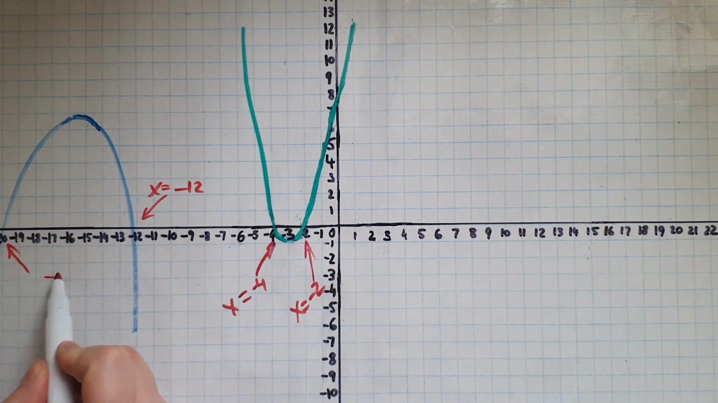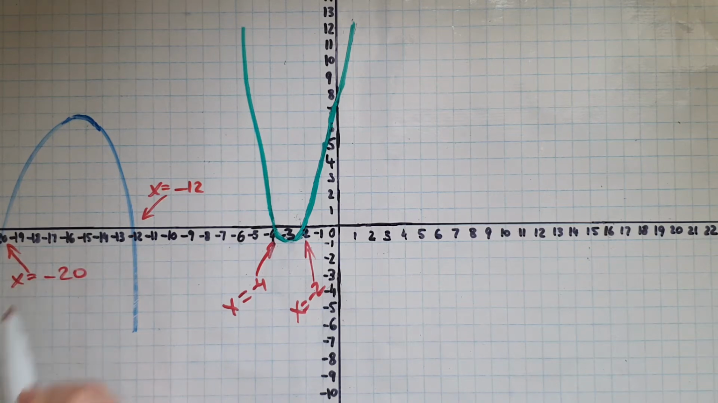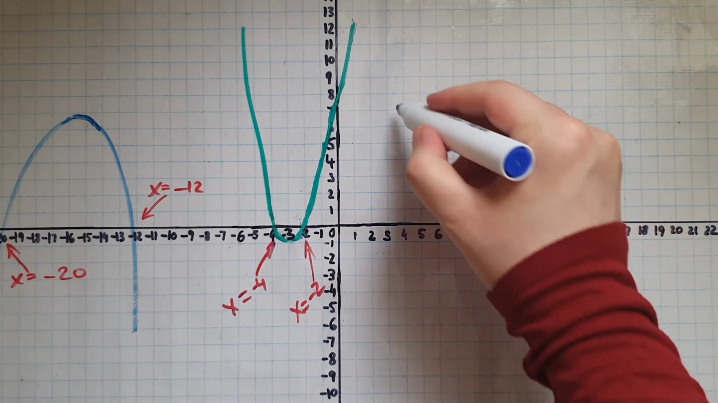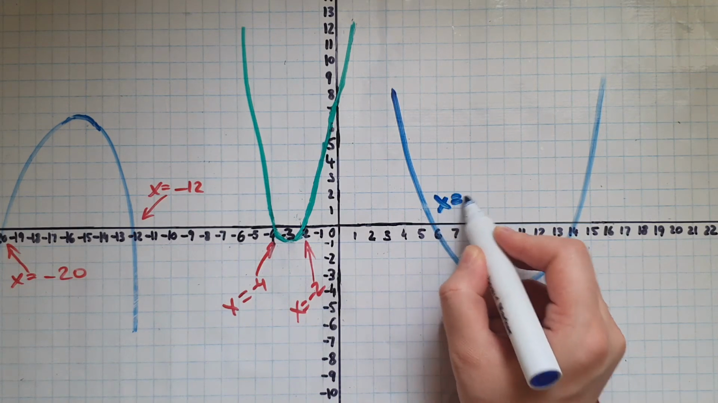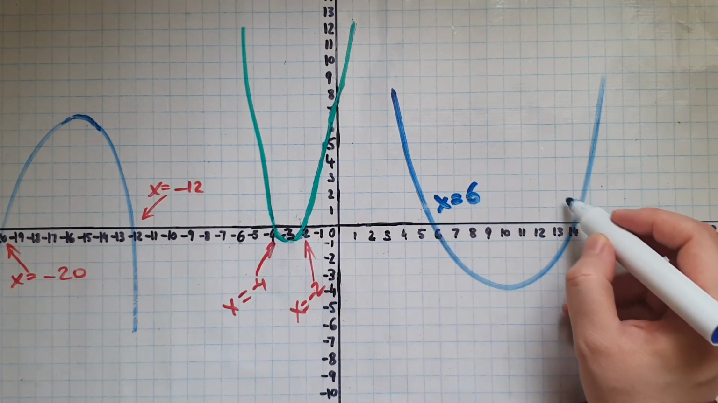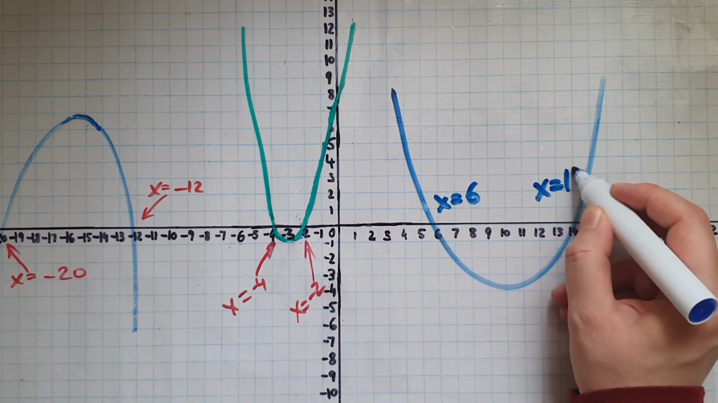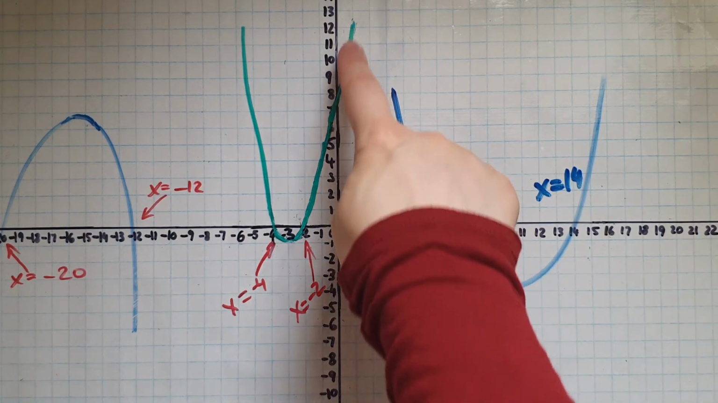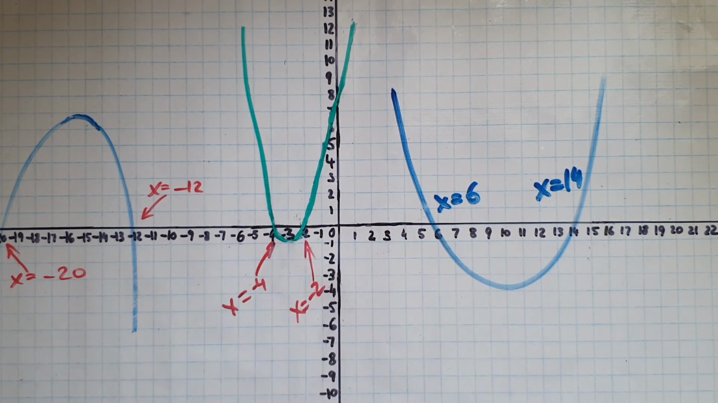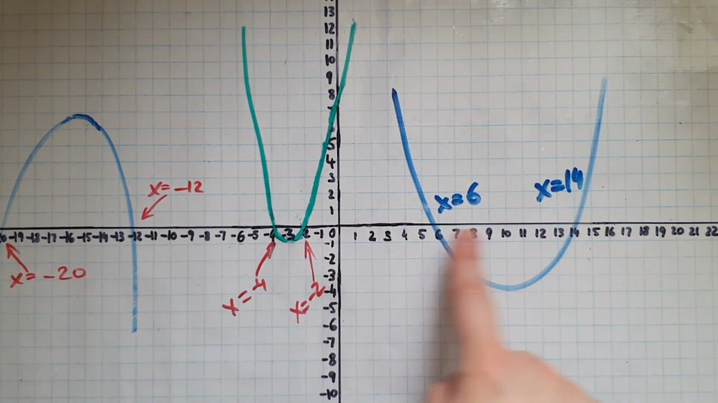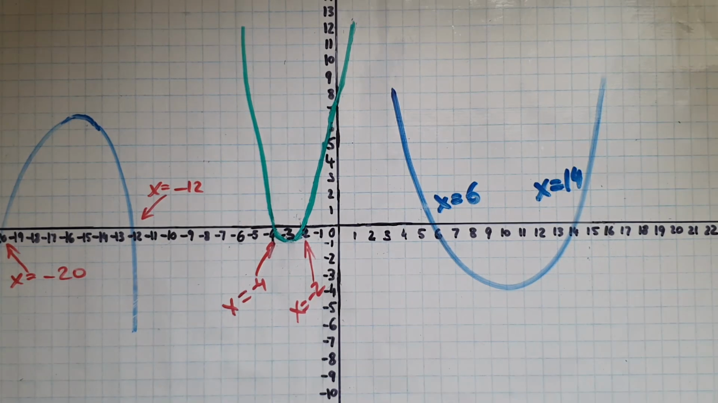and -20. If you had another one going like so, then we'd have two solutions, x equals 6 and x equals 14. Don't forget, this is not the solution, it's the x-intercepts. And you're normally going to have two solutions in the quadratic equations that you look at at this particular level.